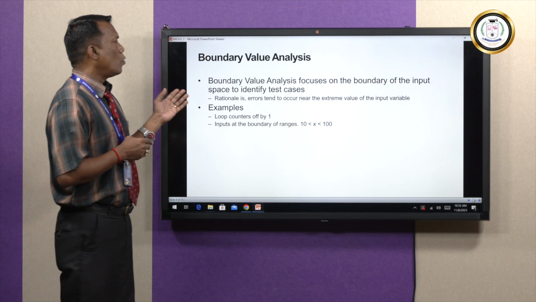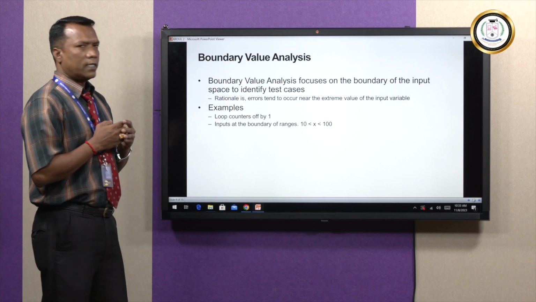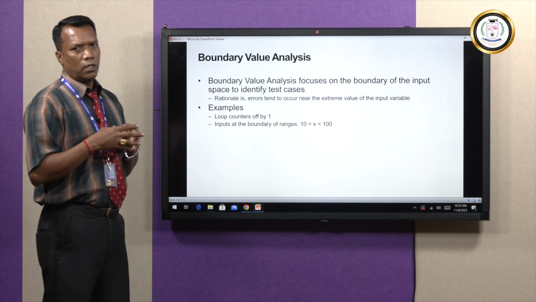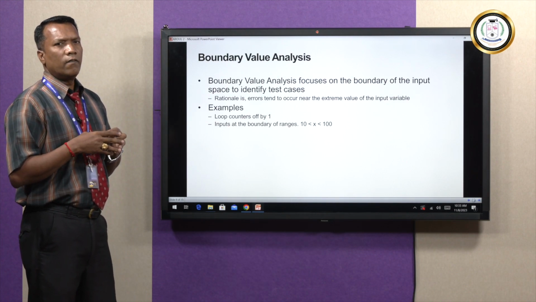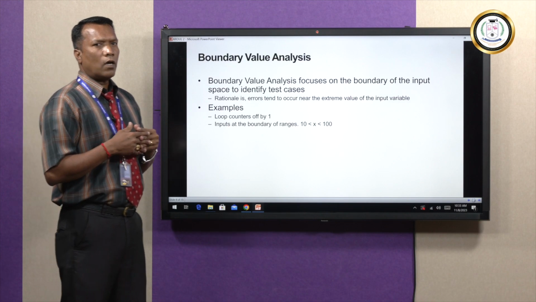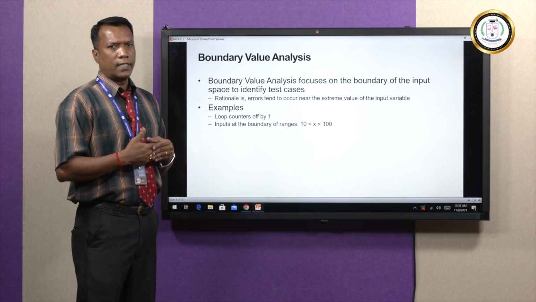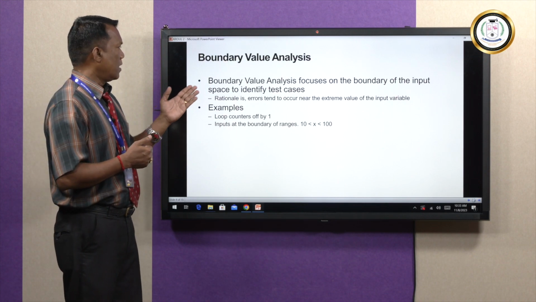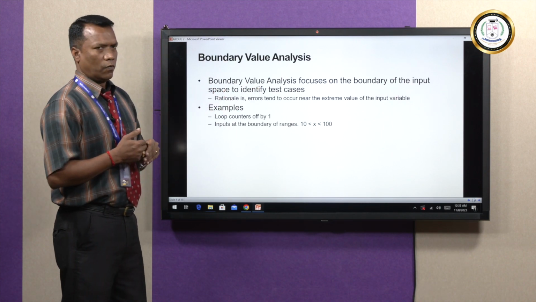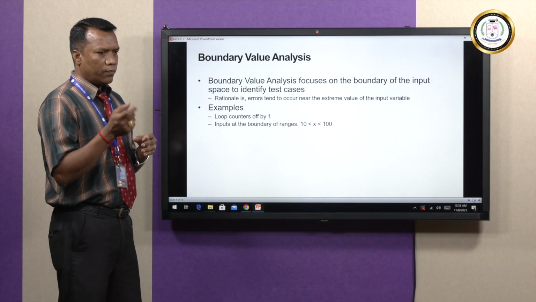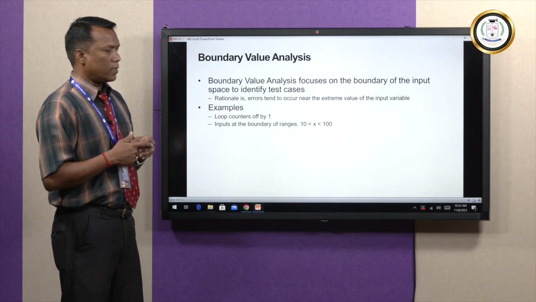It focuses on the boundary of the input space of the identified test cases. Rather than giving a value within the actual input range, we concentrate on the boundary of the inputs for the test cases. That's why we call it boundary value analysis. For example, a loop counter that is off by 1, that is inputs at the boundary of a range. If it is off by 1, then we test with respect to the boundaries.